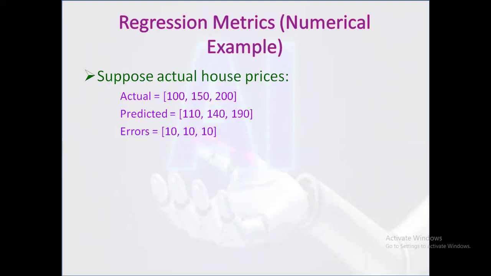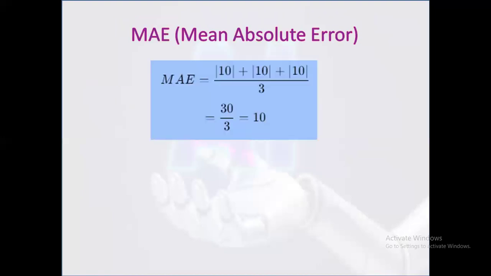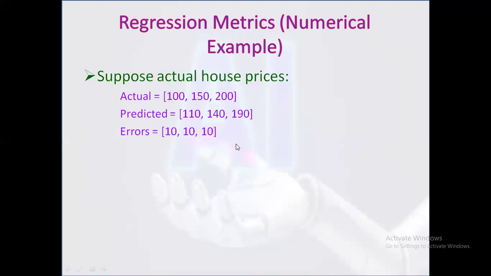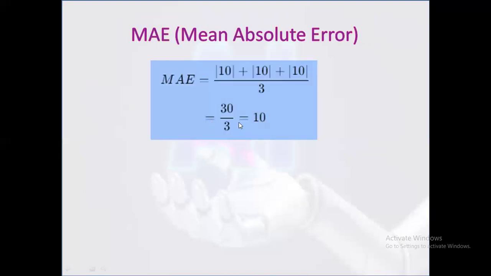Using MAE, MSE, and RMSE helps quantify how large these errors are, while R square tells us how well the predictions follow the true trend of the data. First, from this data, we are able to calculate mean absolute error, MAE. MAE is given by mod of 10 plus 10 plus 10 divided by 3. So 30 divided by 3, that is 10.